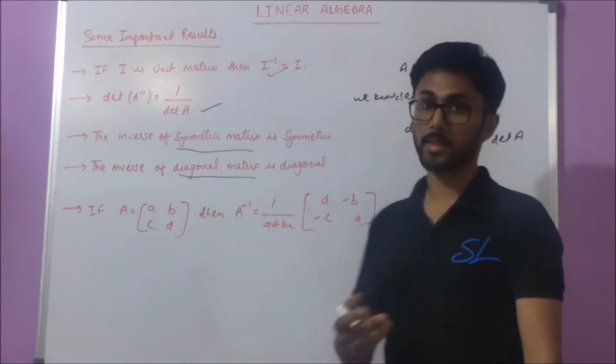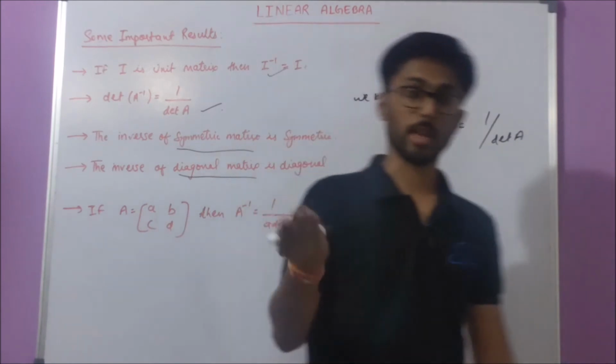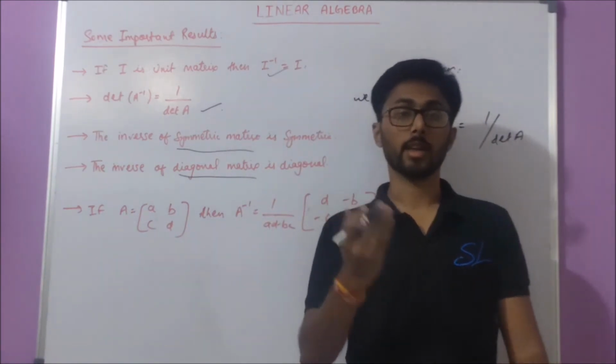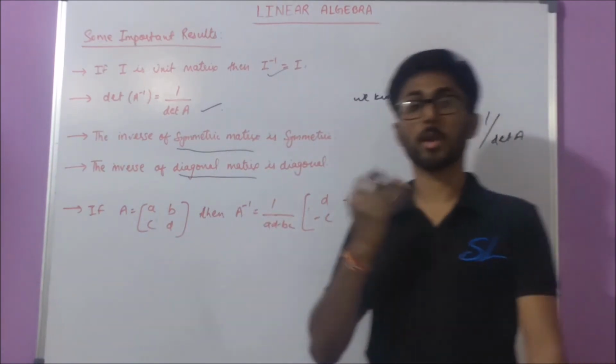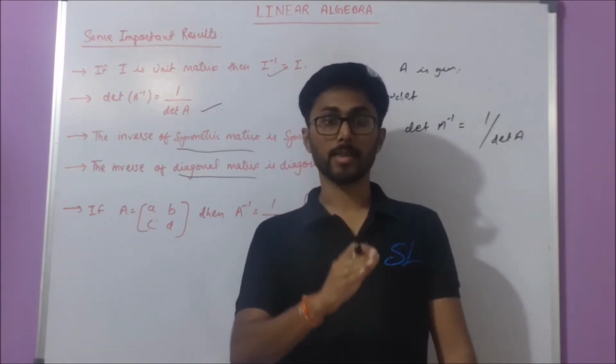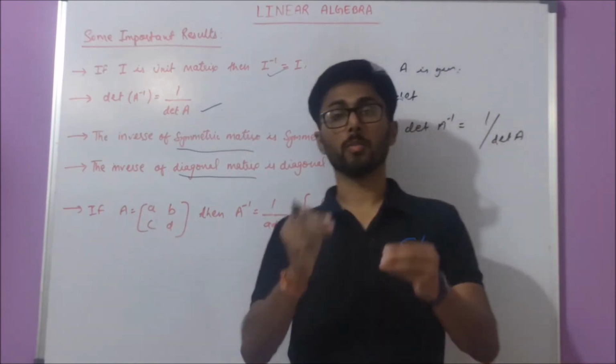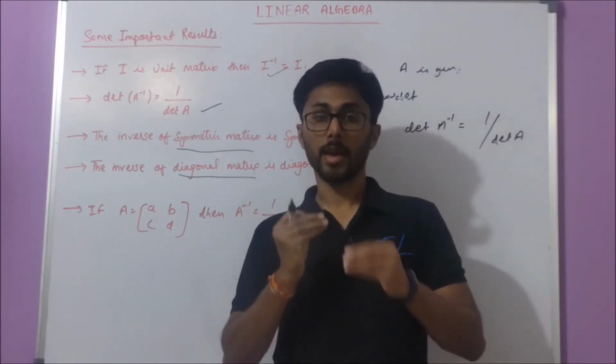Now if a matrix is given of size 2x2, where there are 2 rows and 2 columns, then we can directly find its inverse by checking its determinant. The determinant should be non-zero. We can find the inverse of a matrix if its determinant is non-zero. So the determinant of a matrix should be non-zero in order to compute its inverse.